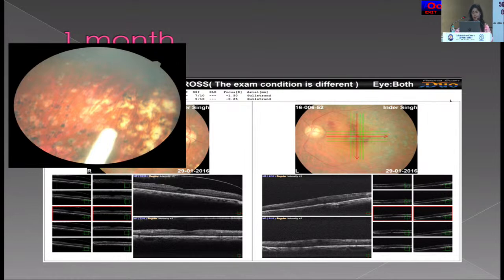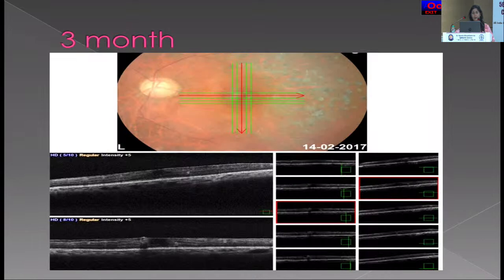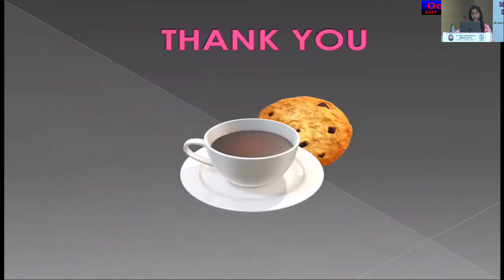in the right eye. Left eye, also the patient has cataract with the macular edema. 3 months after he started developing some ERM, some foveal inversion was there, but at least there was no macular edema. Thank you.